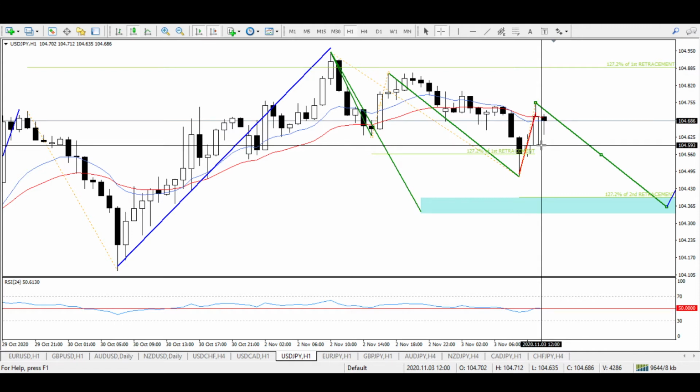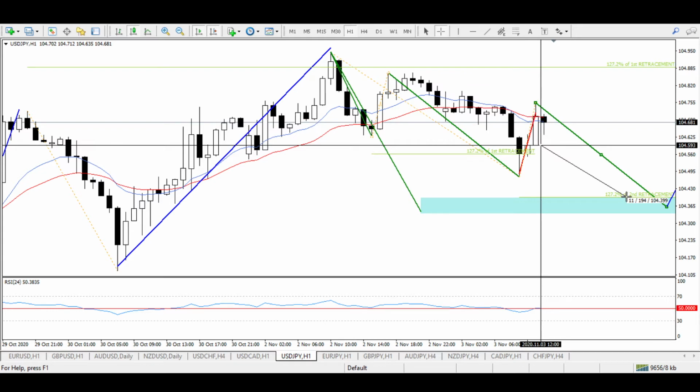So right now if we see that this bullish engulfing candle gets invalidated, if price comes below the low of this bullish engulfing candle, where the low and the open price of this candle are the same, that is 104.593, then if price gets below 104.593, we can take a sell position with a stop loss of 15 or 16 pips, and the TP right at the 127.2% of the second retracement, which is giving us a TP of 19 pips.